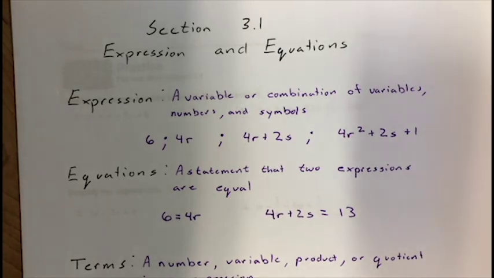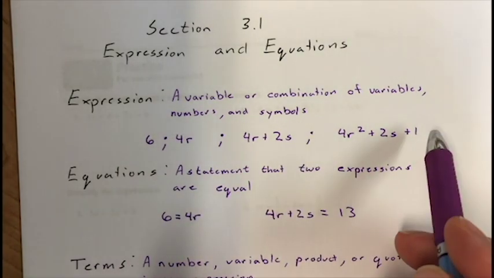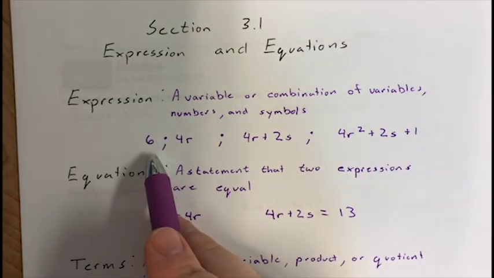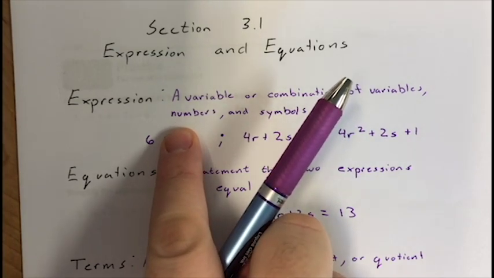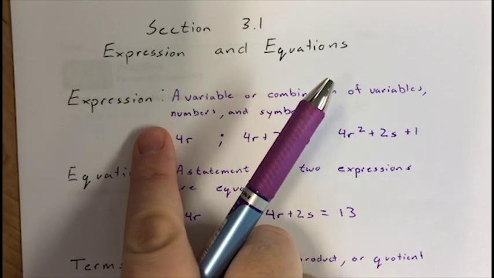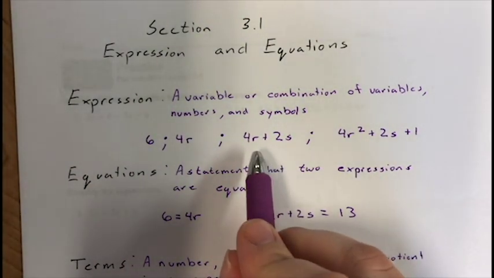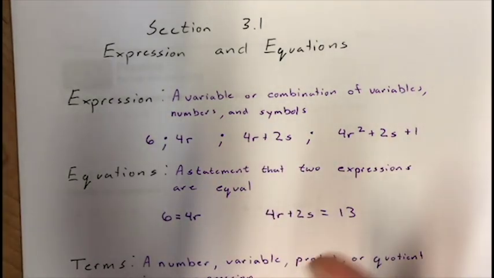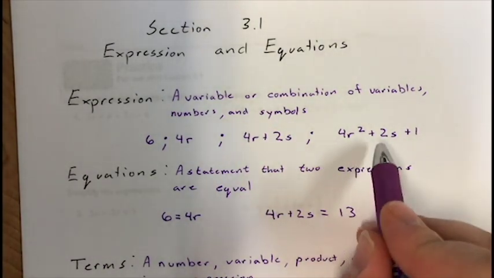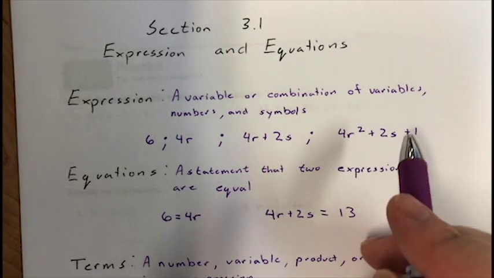First off, an expression is basically a variable or a combination of variables, numbers, and symbols. So the number 6, just by itself, nothing else, is an expression. 4r, meaning 4 times r, is an expression. Another expression, 4r plus 2s. 4r squared plus 2s plus 1. All of these are expressions, okay?